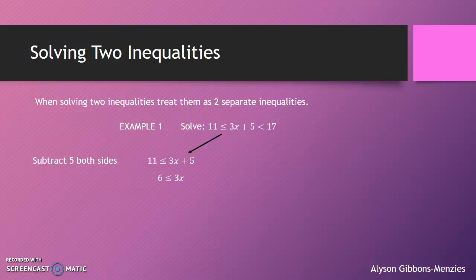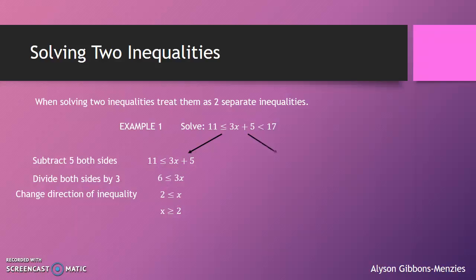And we're left with 6 is less than or equal to 3x. Divide both sides by 3, and we're left with 2 is less than or equal to x. Now change the direction of the inequality to get the unknown on the left side. So x is greater than or equal to 2.